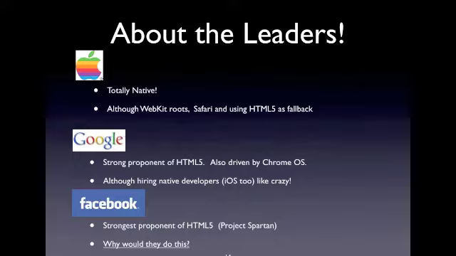Are they telling us one thing and doing something else? Well, let's take a second on what Apple is doing. Apple for most parts is totally native. It's to their advantage to have a completely native ecosystem because they make money off that. Although we are noticing that because of WebKit roots and Safari, they are using HTML5 as a fallback position. So it's not that they're totally shunning HTML5 or removing it, but they are supporting it to a certain extent.